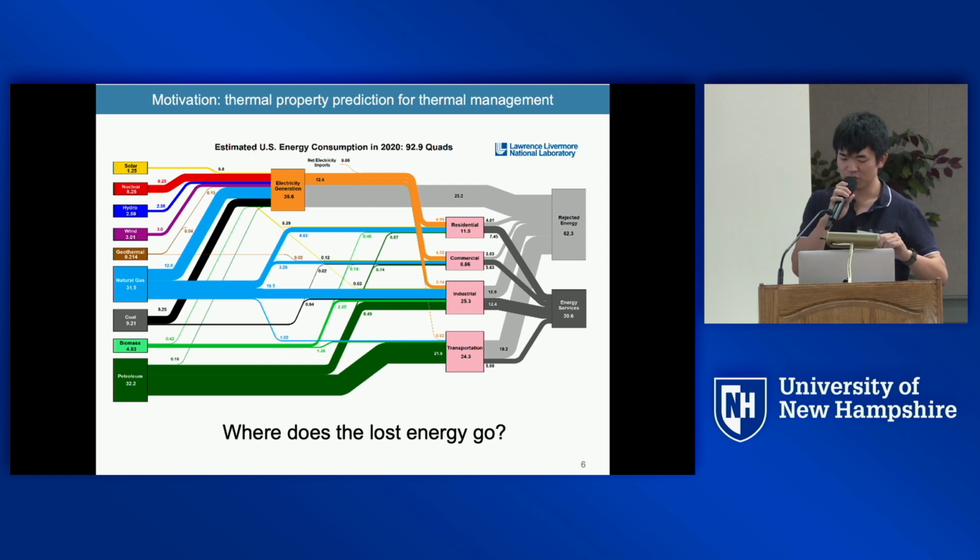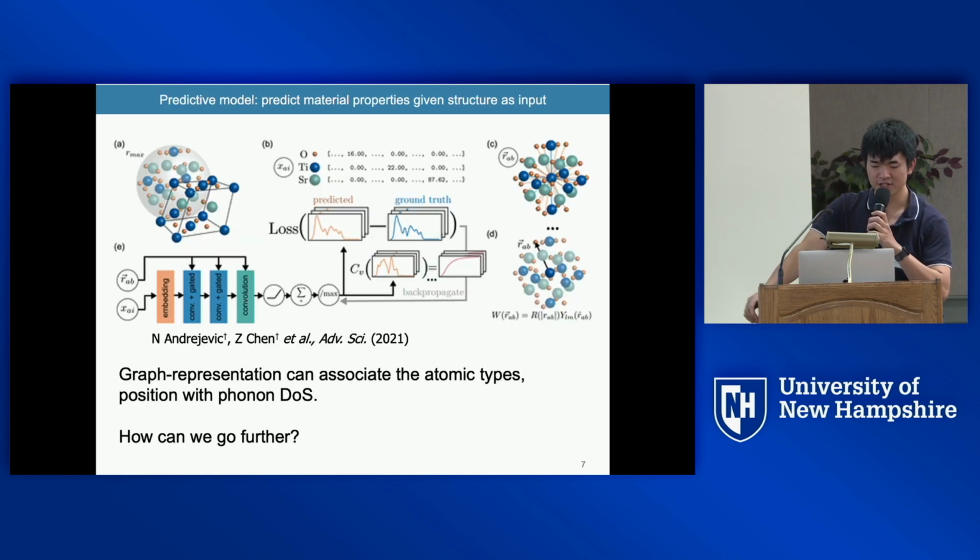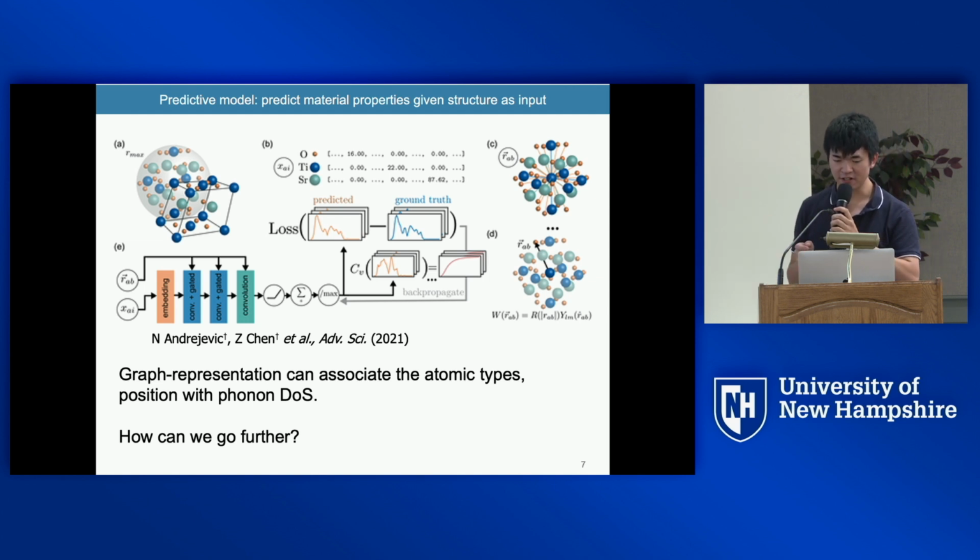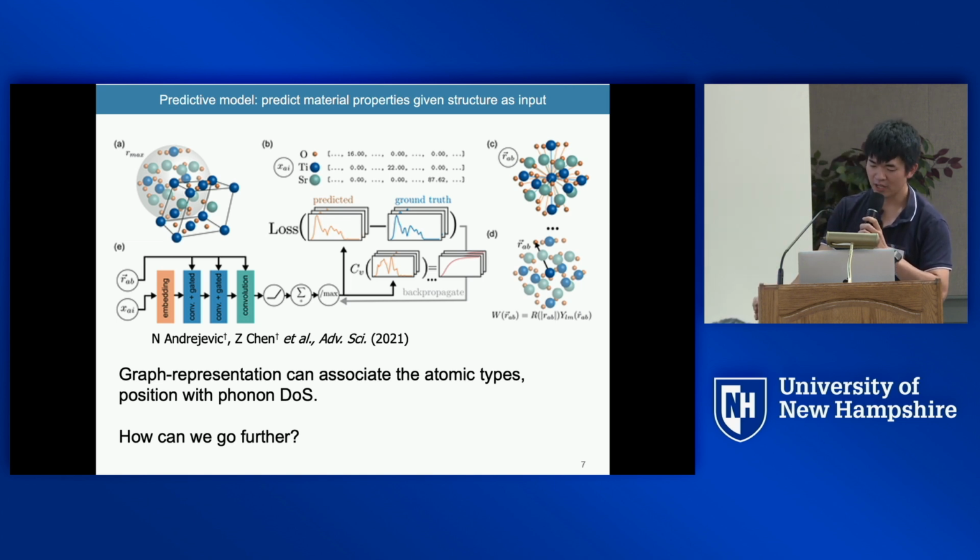It means that we should use materials that can insulate or transmit heat in each scenario. In our group, we have applied the graph neural network to predict the phonon density of states. This has enabled us to screen materials, for example, materials which have high heat capacity. This helps us find materials for thermal management.